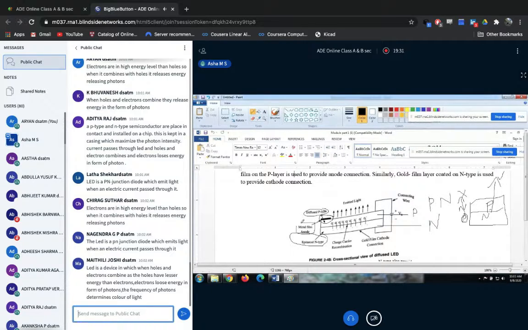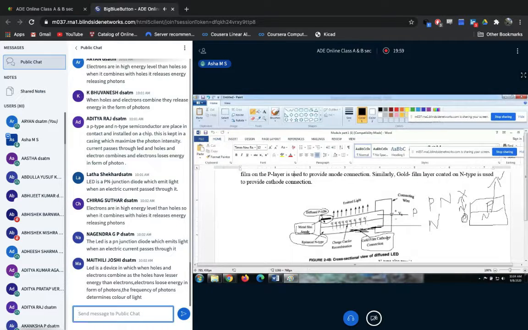Why is the metal coating done? Because we know metals are very good conductors. Coming to the cathode connection, the bottom surface of this N layer is coated with a gold layer. A gold film cathode coating is done at the lower surface of this N material. From this, the cathode connection is taken out.